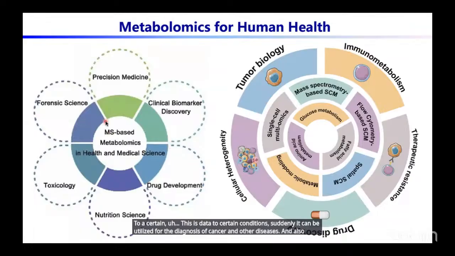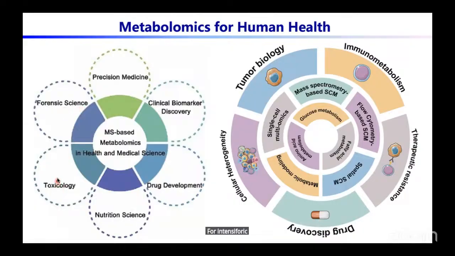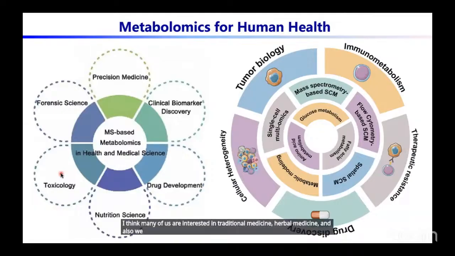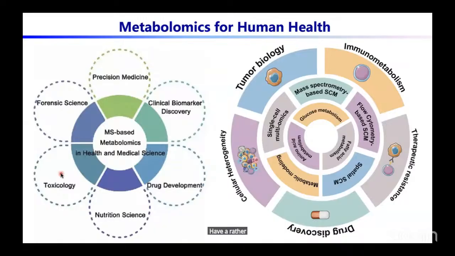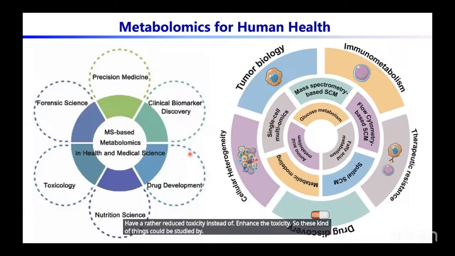And also it could be applied, for instance, in forensic research for the study of the toxicity of drug therapy, and also, I think many of us are interested in traditional medicine, herbal medicine, and we need to study why a combination of herbs actually has a rather reduced toxicity instead of enhanced toxicity. So these kinds of things could be studied by metabolomics.